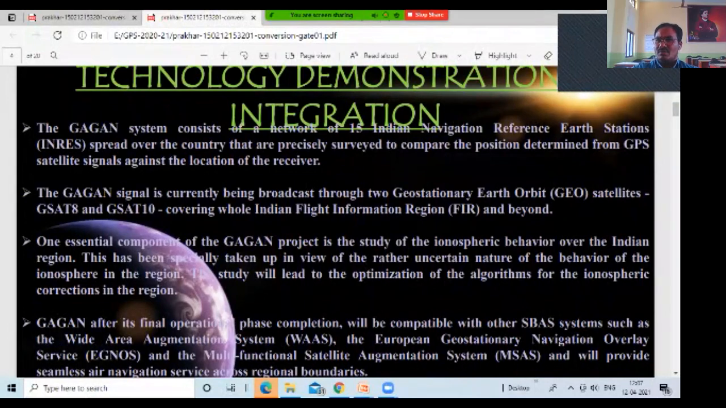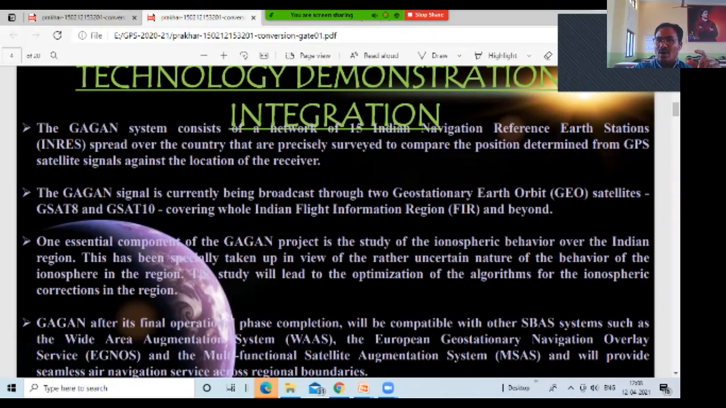One of the essential components of the Gagan project is the study of ionospheric behavior over the Indian region. Till now this was not studied in the case of GPS, GLONASS or Galileo. But Gagan has introduced a new concept, that is the study of ionospheric behavior. This has been specially taken up in view of the rather uncertain nature of the behavior of the ionosphere in the region.